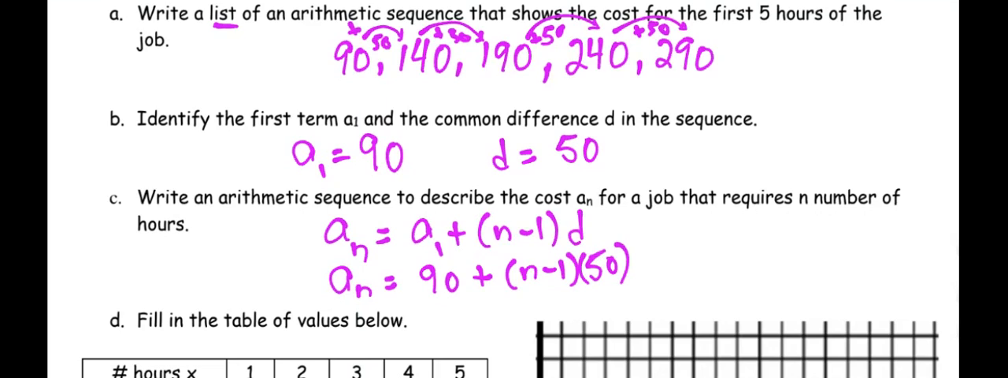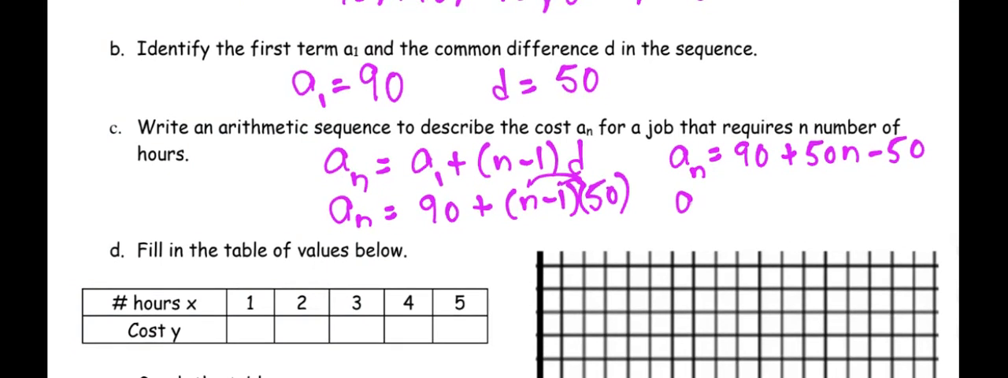So now I can simplify. I can leave the nth term rule like that, or I can simplify by distributing 50 into the parentheses. So I'm going to get a sub n equals 90 plus 50 times n is 50n, and 50 times negative 1 is negative 50. Now to simplify this expression, I have like terms. 90 and negative 50 is 40. So I have 40 plus 50n.